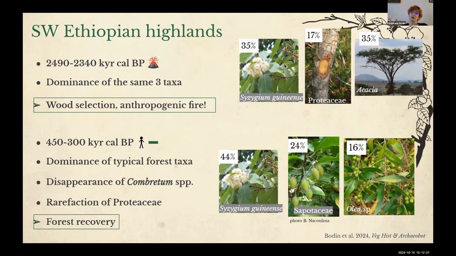But the fact that we have a dominance of these forest taxa, and that, for example, Chondroitum disappeared from the charcoal record, and also that we had not as much Proteaceae as before, we suggested that it means that the forest was recovering. And so the people were not selecting the same wood taxa because they were not as abundant in the environment.